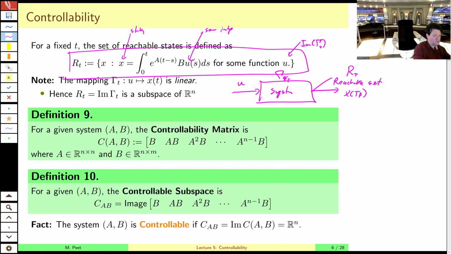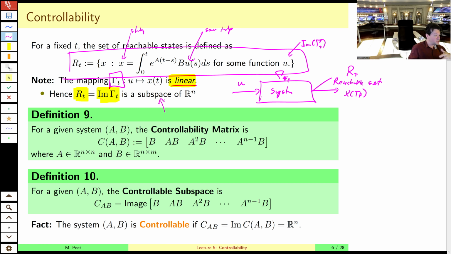So this is very similar to the idea of the image of a matrix. And like a matrix, this gamma t is linear. Key point, we talked about that on a previous slide. So this reachable set, this image of gamma t, is then a subspace. It's an obvious corollary that this reachable set must be a subspace, because you can scale the input and it just scales the output.